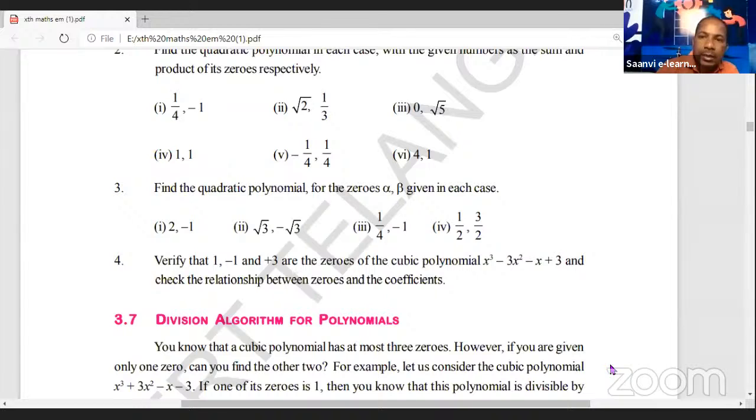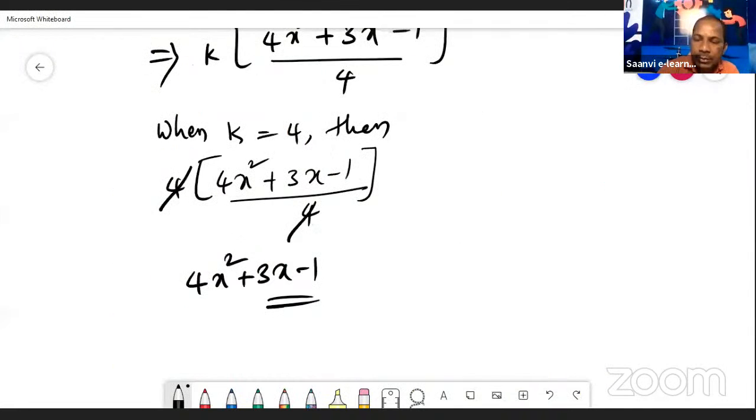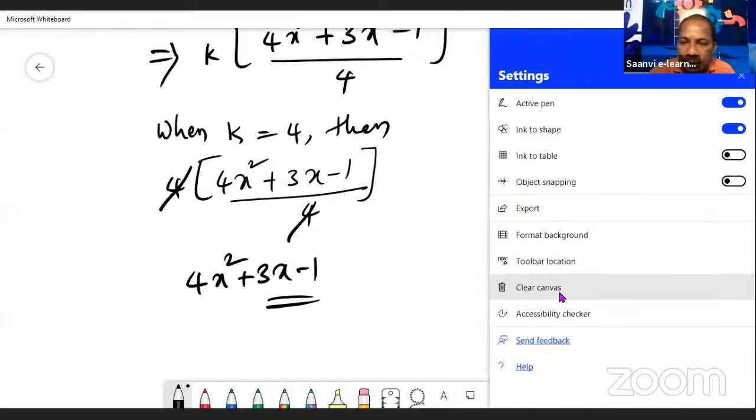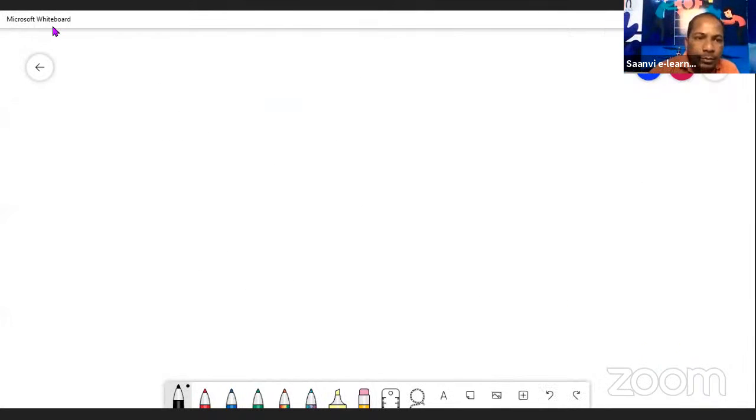Okay. So now let us see how to do this problem. Very important 4 marks question, asked many times. So all of you observe carefully. Fourth bit. First of all, write the given polynomial.